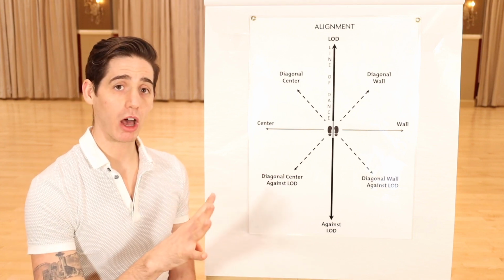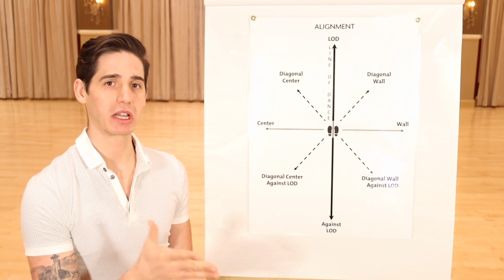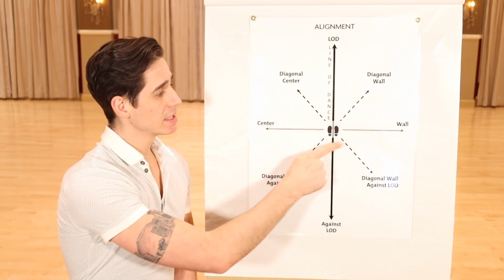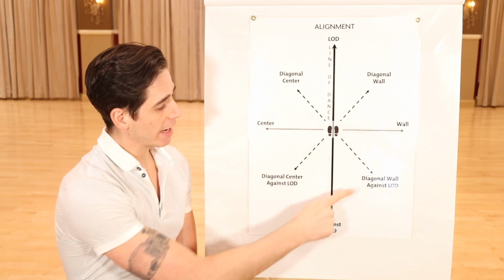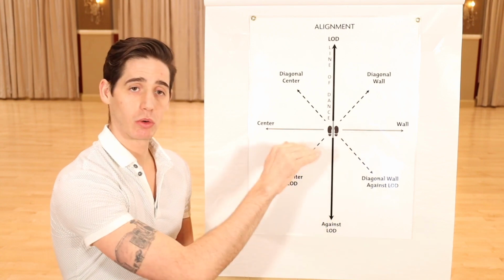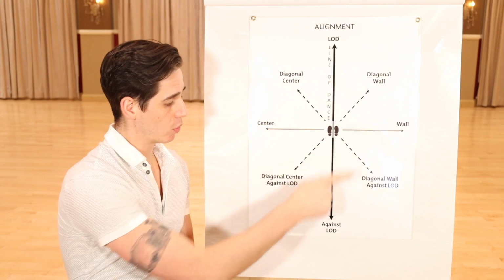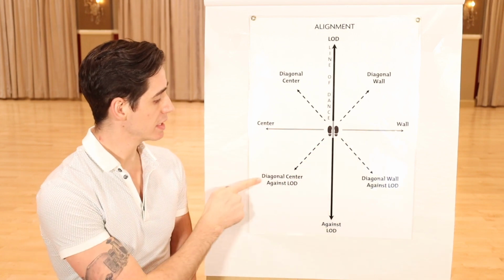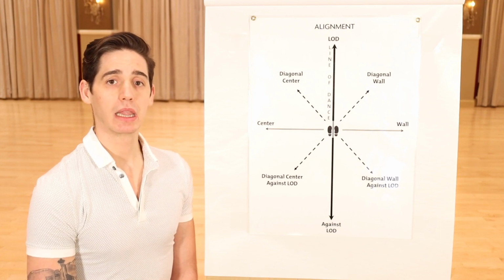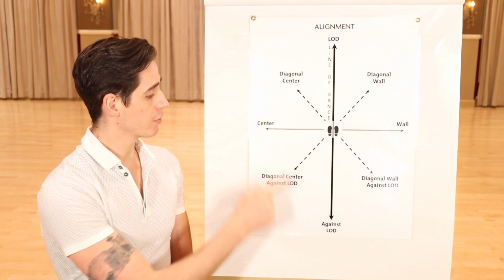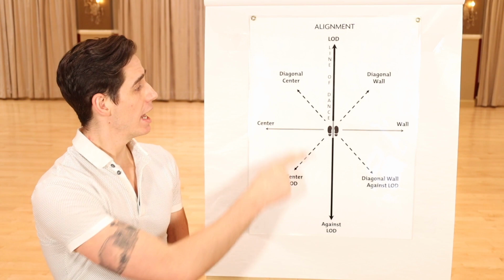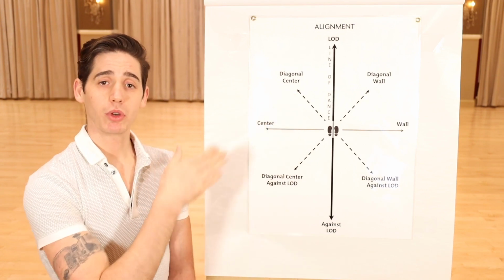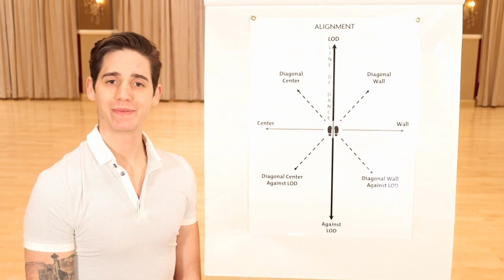From there, we have our other 4, and there are diagonals or in-betweens. So we have diagonal wall, which sits in between our line of dance and our wall. We have diagonal wall against line of dance, so it's going the other direction between our wall and our opposing direction against line of dance. We have diagonal center against line of dance, so that's in between the center of the room and against line of dance. And then finally we have diagonal center, which is in between the center of the room and moving down our direction of travel.